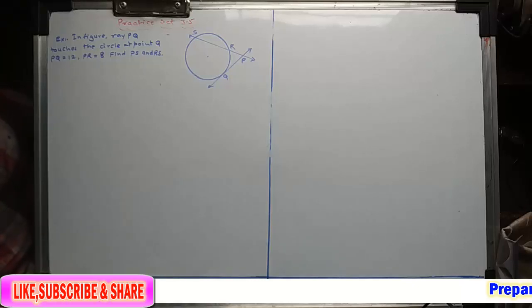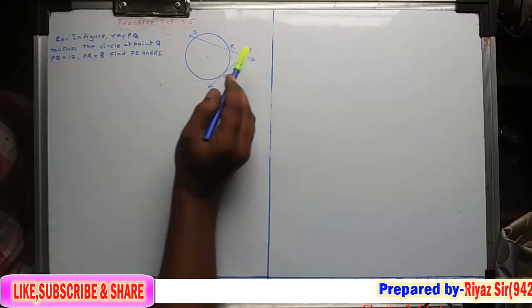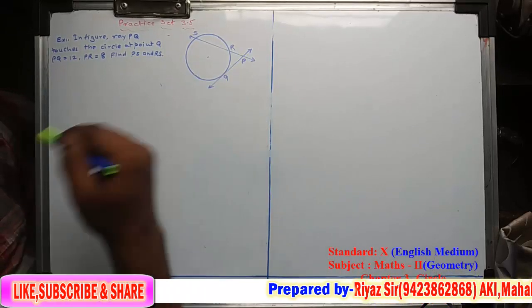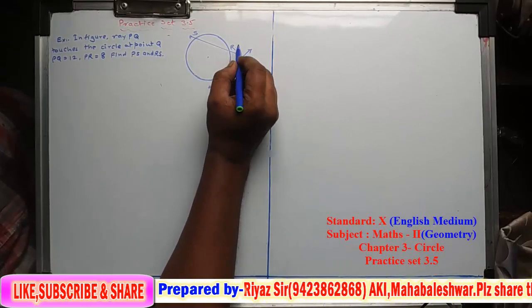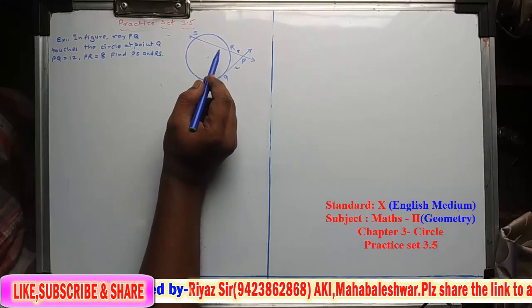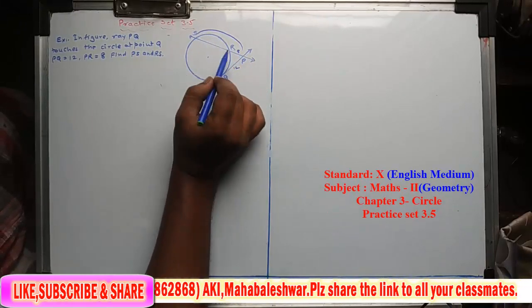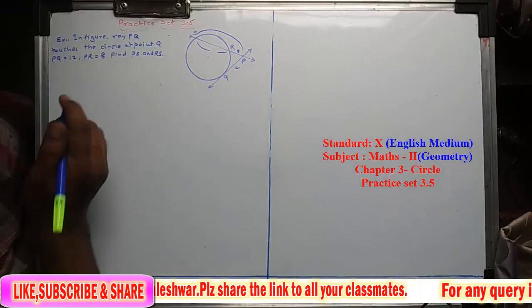Now the next example from practice set 3.5. In the figure, PQ touches the circle at point Q, and PQ is equal to 12. PR is given, it is 8. Then we have to find PS, the whole PS first, and then RS. Those two values we have to find. Okay, so we start the solution like this.